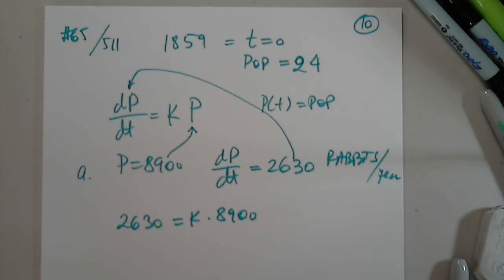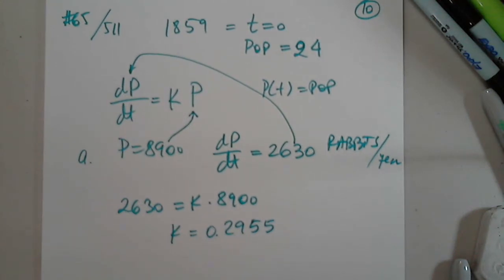Okay, so I have 2630 divided by 8900. Okay, so then k equals 0.2955.